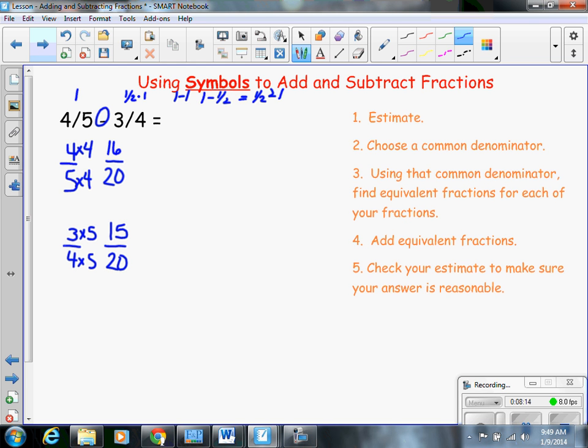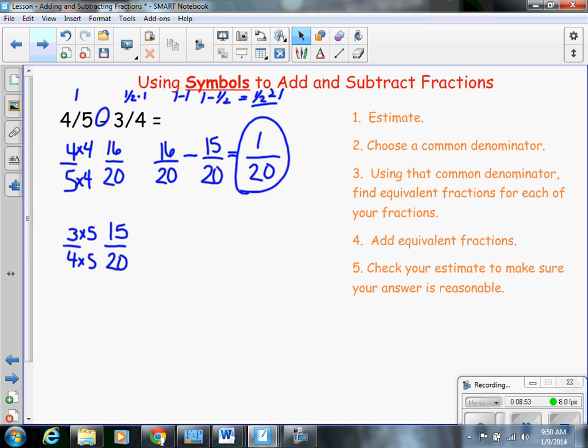Now remember, this is subtracting, so I'm going to rewrite my equivalent fractions here. 16/20 minus 15/20. So my denominator stays the same, and I subtract my numerator. 16 minus 15 equals 1. And there's nothing wrong with that answer. That's a proper fraction. 1/20 is our answer. If we check our estimate to make sure our answer is reasonable, it is. It is less than 1. And that is it.